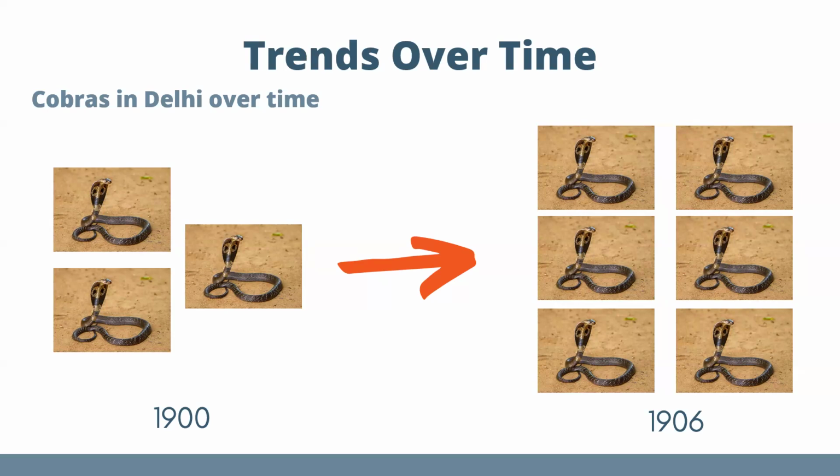The policy initially appeared to be successful. People were claiming their bounties, and the number of cobras in the city appeared to decrease. But even though initially fewer cobras were being seen in the city, the number of dead cobras being brought to the officials continued rising, and the government continued to pay the bounty for people bringing in dead captured cobras.